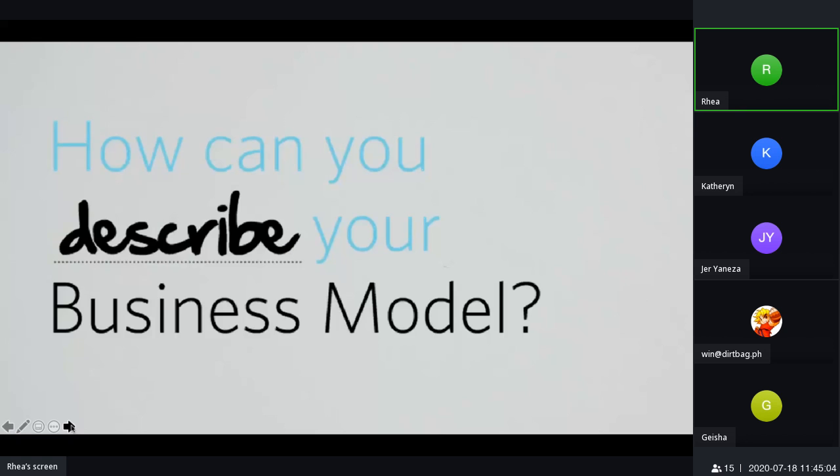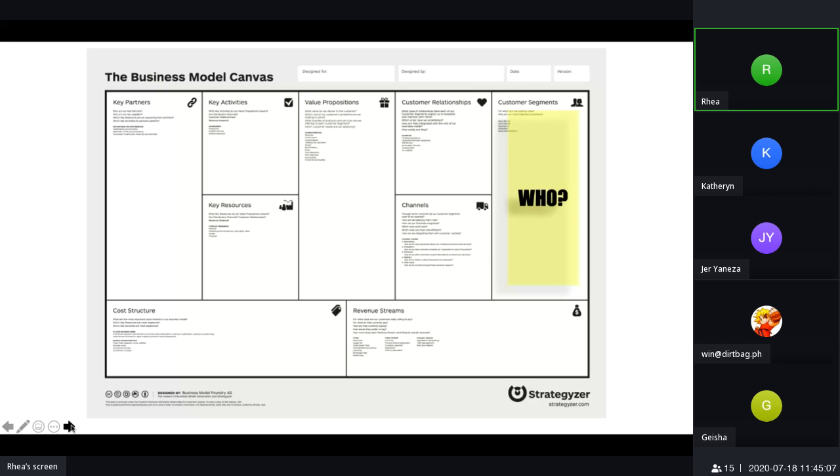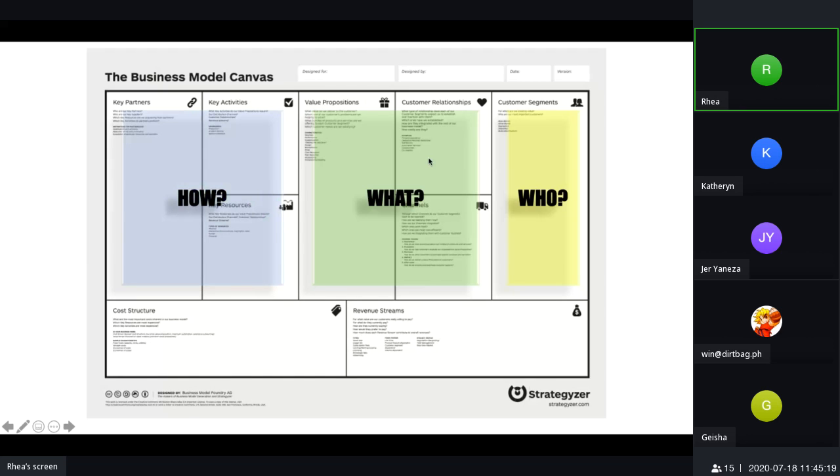Okay, let's just move that out. Let's just proceed now to this one. So basically, your value proposition, your customer relationship, and your channel is the what? The other part, your customer segment, is the who. Value proposition, relationship, channel is the what. The key partners, activities, and resources is your how. And your revenue stream and your cost structure would answer how much.